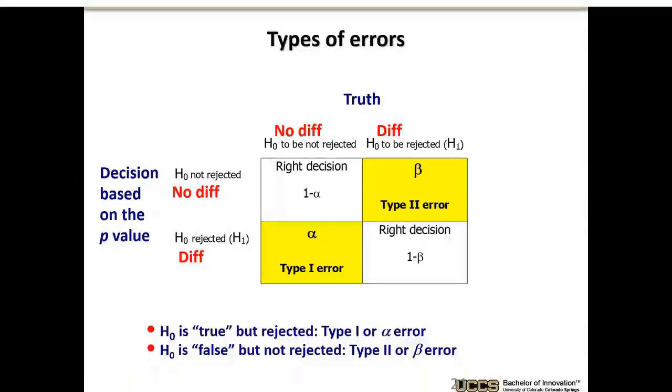So if I go back to the truth and the decision based on the p-value, if I have something where there is no difference, and based on the p-value, I say there's no difference, I've made the right decision, and I make that 1 minus alpha of the time. If I say there's no difference, but the real probability is there was a difference, that's my type 1 error. My type 2 errors occur when there is a difference. H0 was to be rejected, and it wasn't, and so that gives me my beta. And if there is a difference, that's the right decision, I get that 1 minus beta of the time. So this table puts them into the truth and what you decided based on the p-value.